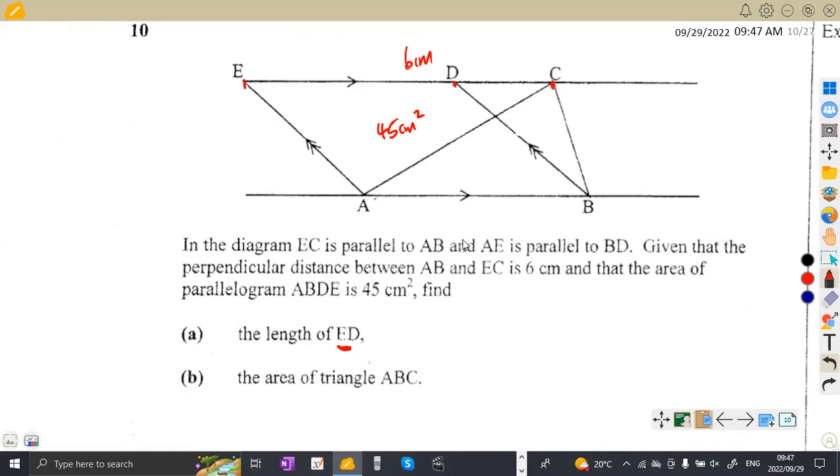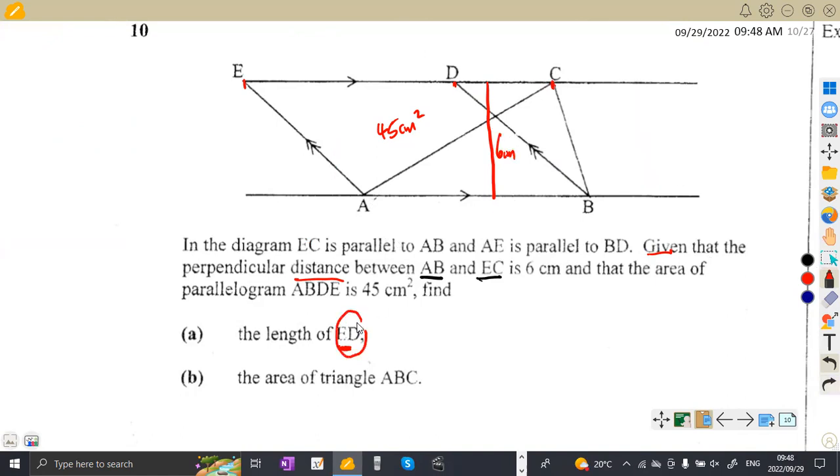Okay, here we are given the perpendicular distance. This issue of not reading the question properly, you see, guys. We are given that the perpendicular distance between AB and EC is 6 centimeters. So this is actually the perpendicular distance between these two lines, AB and EC. The perpendicular distance can be here, or at any point, but what you just need to know is that you've got a perpendicular height of 6 centimeters.